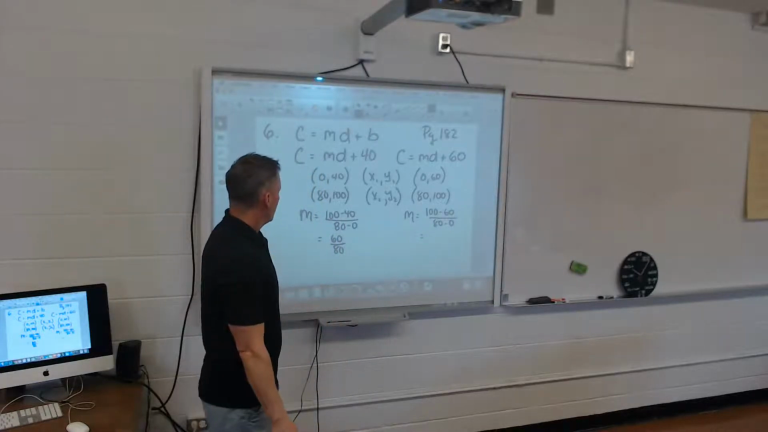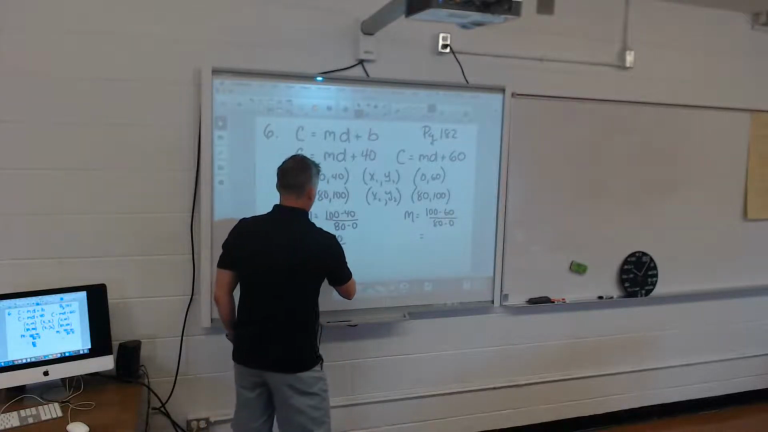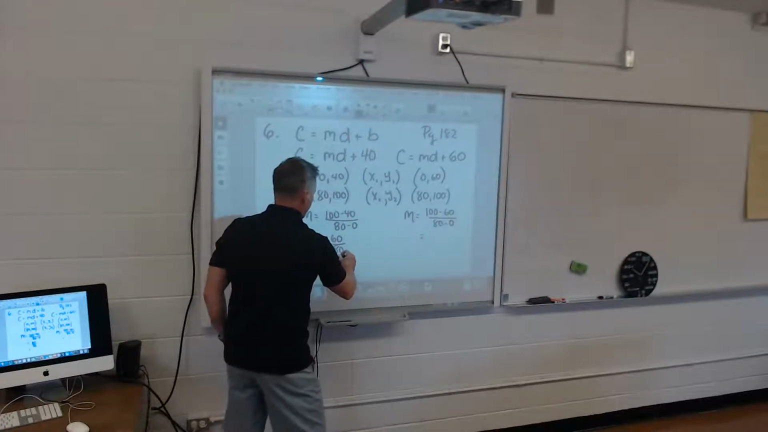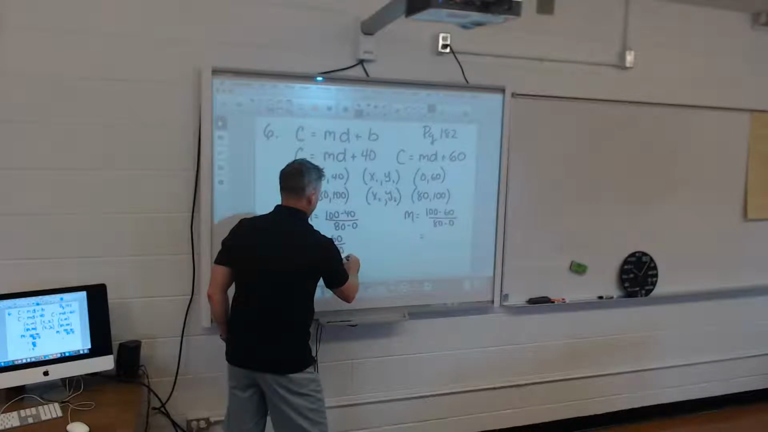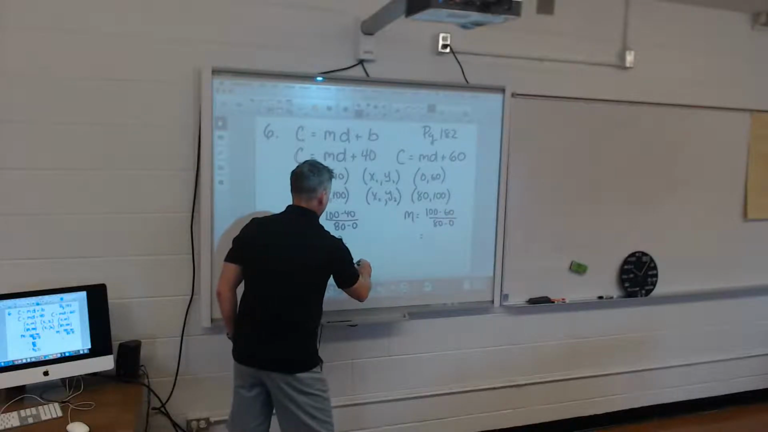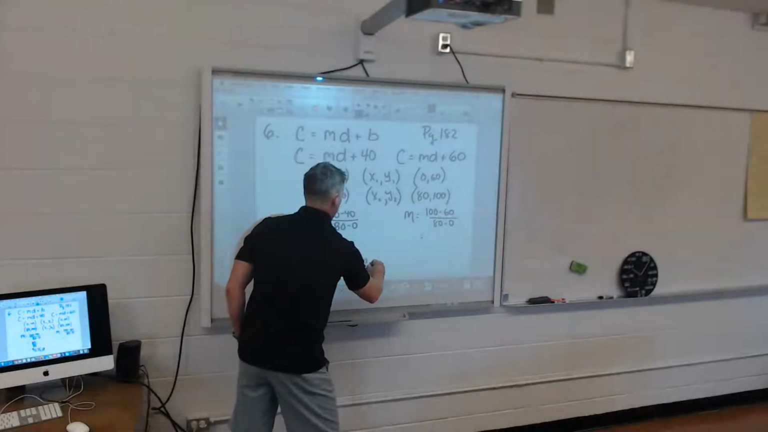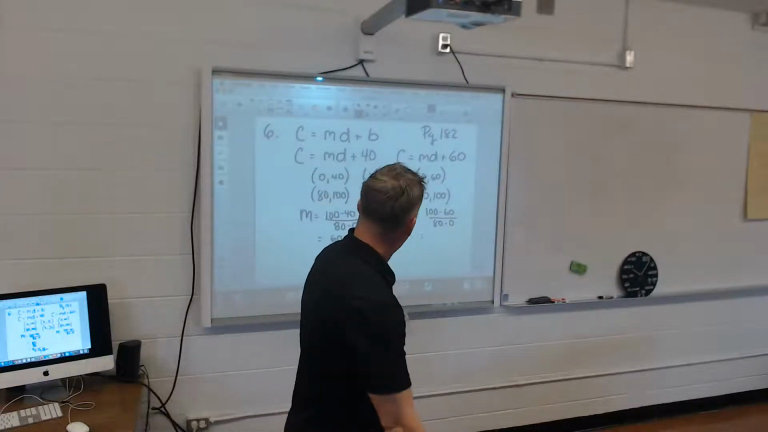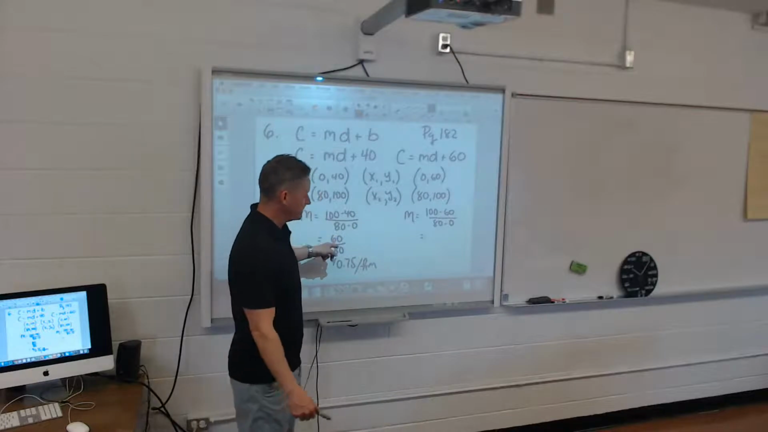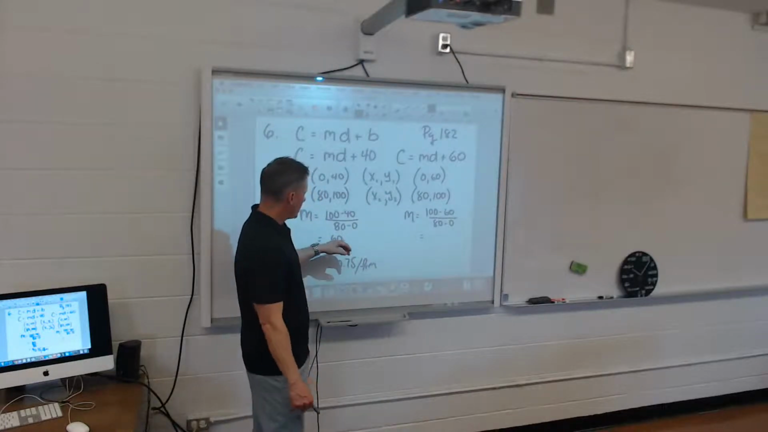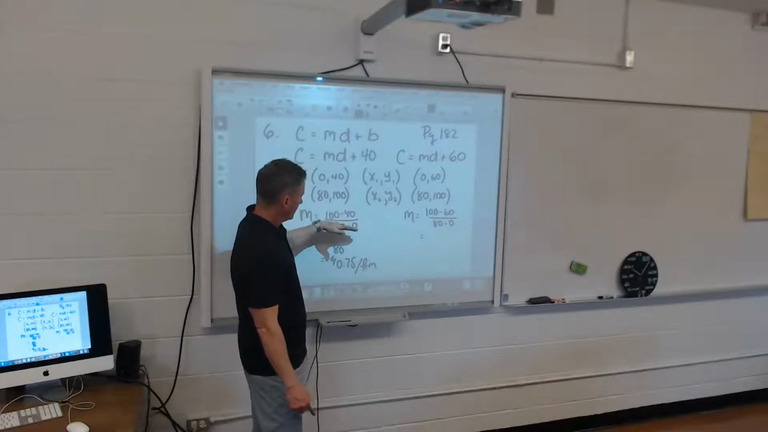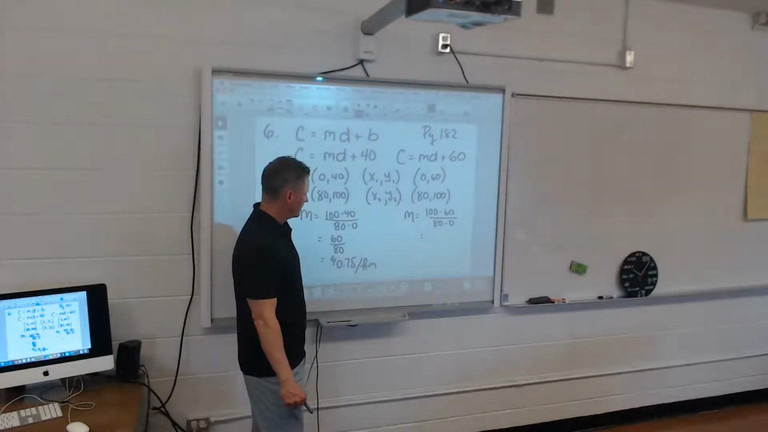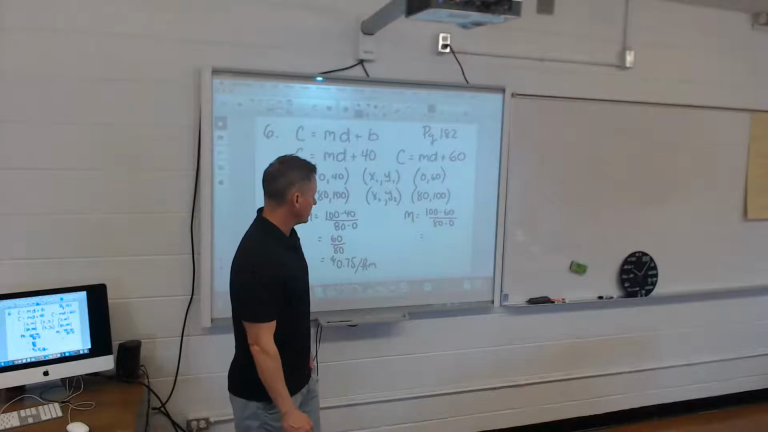All right? So I can then say that it is 75 cents a kilometer. I reduce this 60 over 80 to 3/4. But remember, I'm talking about the amount of money over the amount of kilometers. So that's 0.75 dollars, so 75 cents a kilometer.